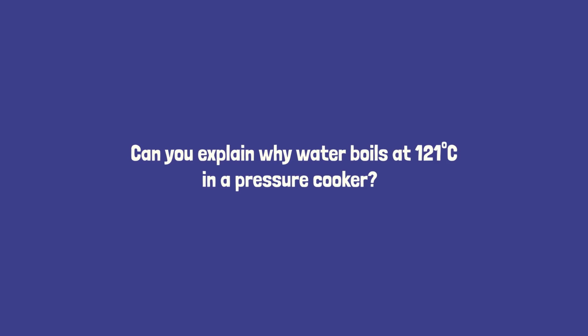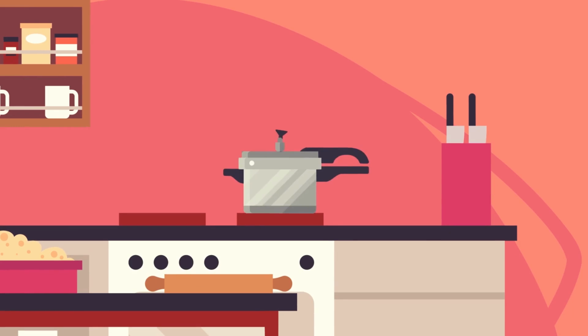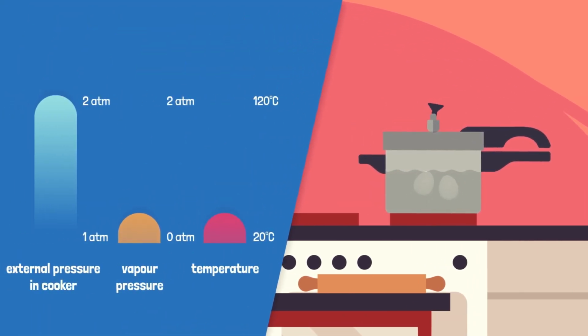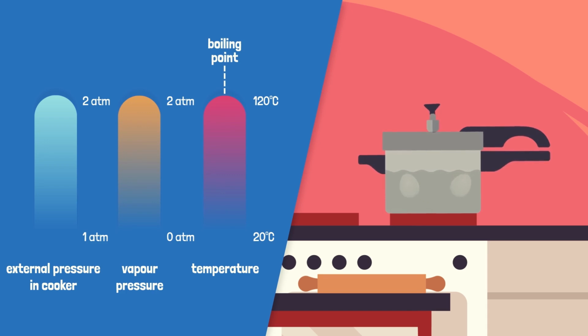Can you explain why water boils at 121 degrees in a pressure cooker? The external pressure on the liquid in a pressure cooker is increased from 1 atmospheric pressure to 2 atmospheric pressure. Since the external pressure increases, the temperature required to reach the new vapor pressure also increases. Therefore, the boiling point of water increases from 100 degrees to 121 degrees due to the increase in the external pressure.